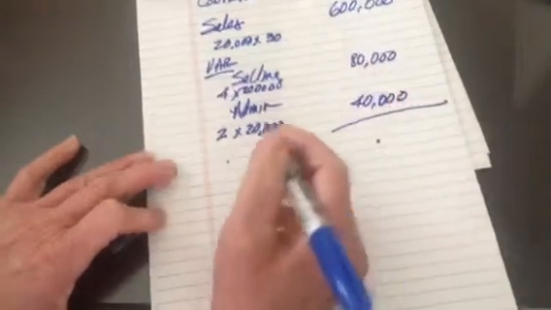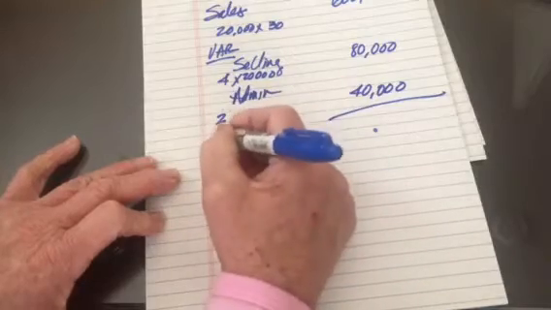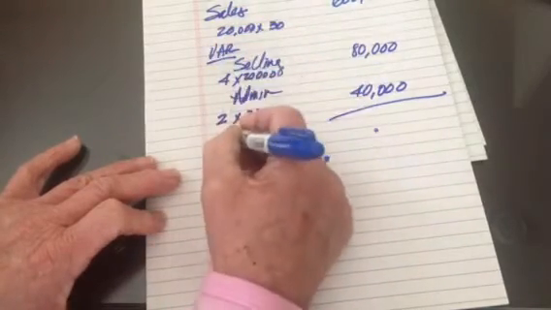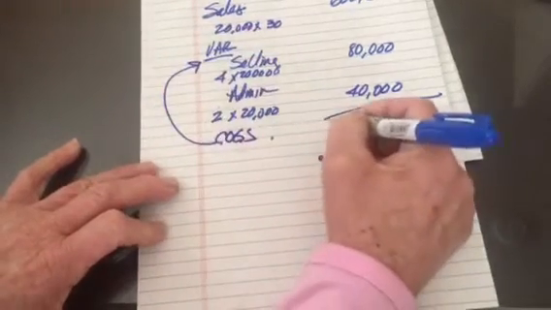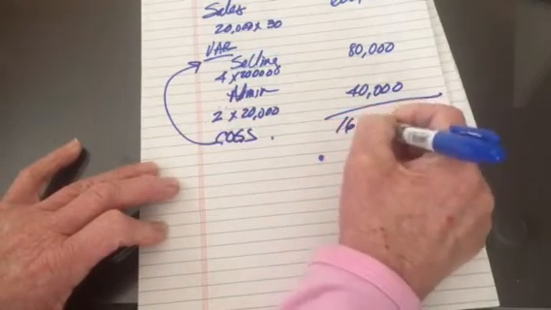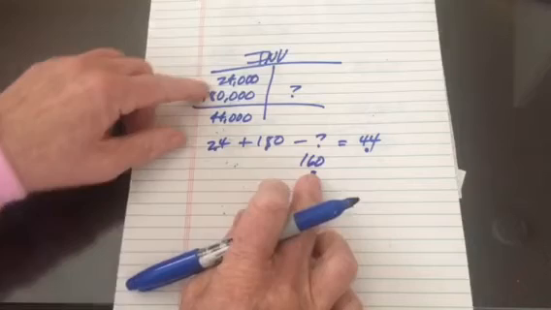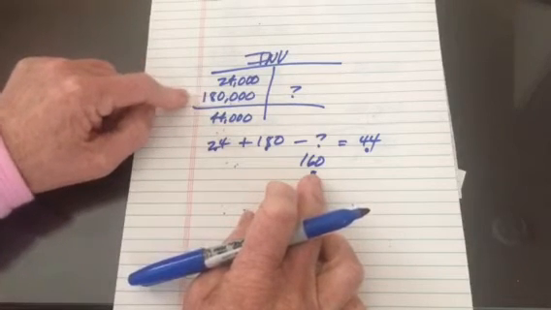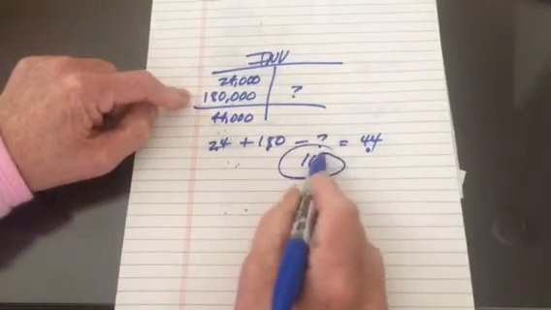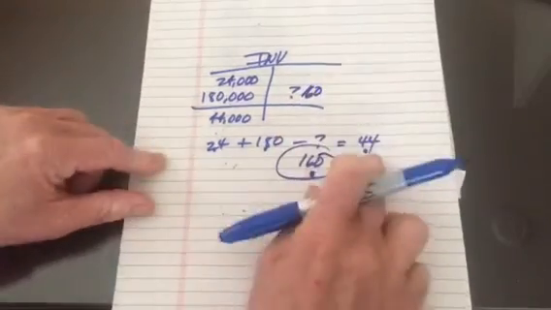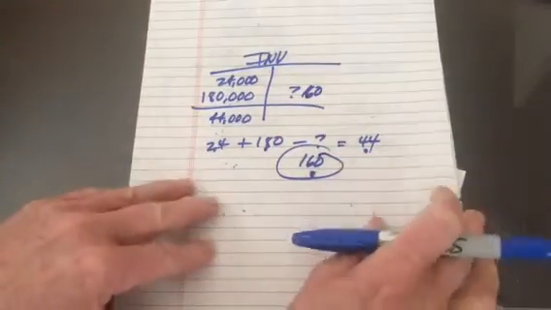Okay, good so far. Oh, and I have to also put in our cost of goods sold, which should have gone first. That was the same 160,000 that we had before. If you need a refresher on that, this is where we got our $160,000. We started with 24, we added 180. Our cost of goods sold was the 160, leaving us an ending inventory of 44.